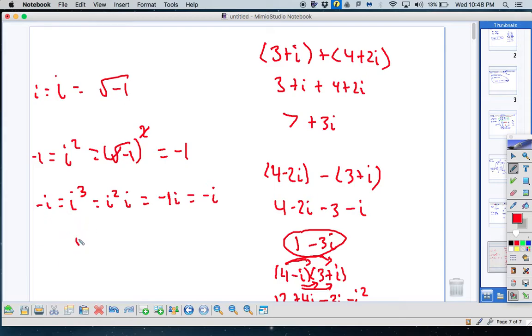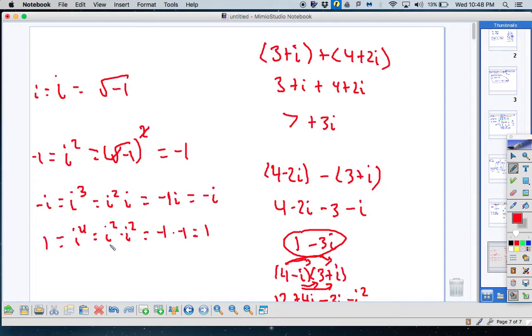And if I want i to the fourth power, what I really want is i squared times i squared. Because i squared times i squared is i to the fourth power. Well, i squared is negative 1. And i squared again is negative 1. So we're going to be multiplying negative 1 times negative 1, and that is positive 1. So i to the fourth power is positive 1.